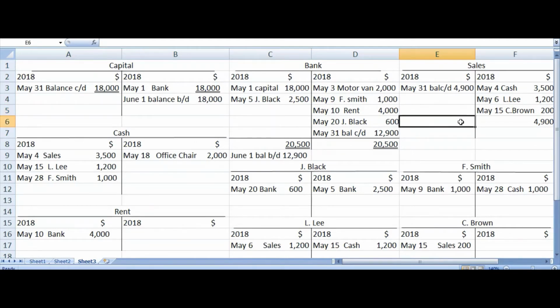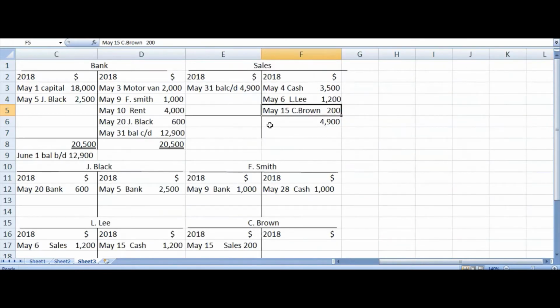All right, so we're going to underline here. We're going to underline here. Then we are going to bring down this balance, 4,900. So the totals of both sides agree. We can go ahead and double line to show that the account is now balanced. And then we bring down the balance CD, the opposite side, balance BD, June 1, balance BD of 4,900.